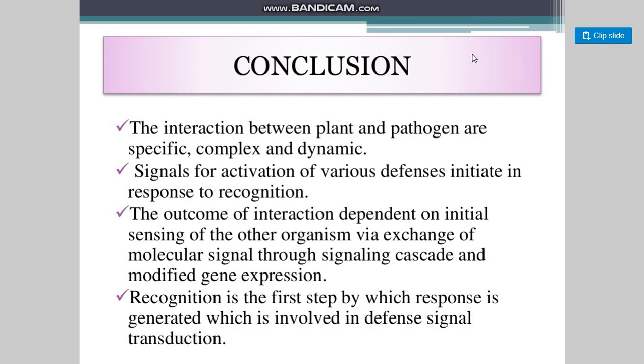So this is the conclusion of our topic. The interactions between plant and pathogen are specific, complex and dynamic. Signals for activation of various defenses initiate in response to recognition. The outcome of interactions depends on initial sensing of the other organism by exchange of molecular signaling cascades and modified gene expression. Recognition is the first step by which responses are generated, which are involved in defense signal transduction.